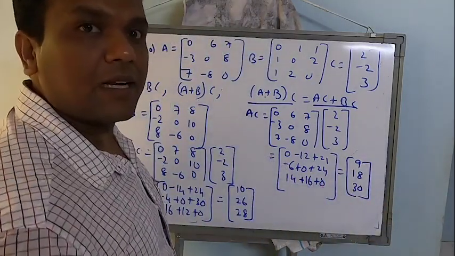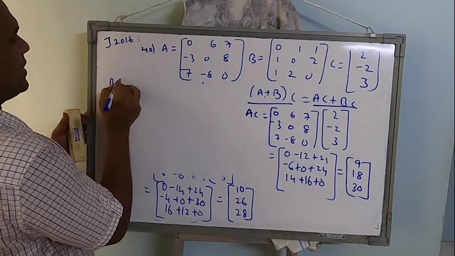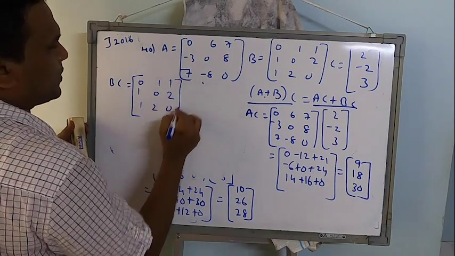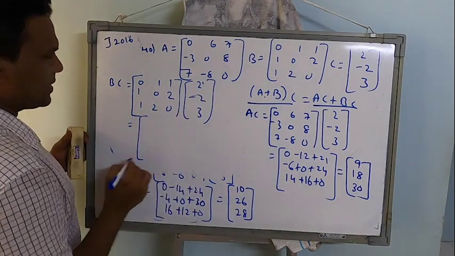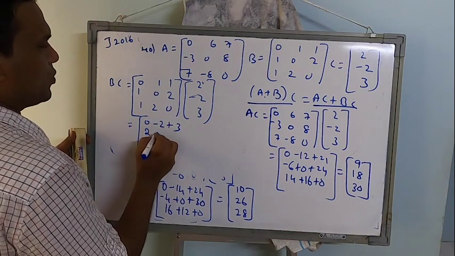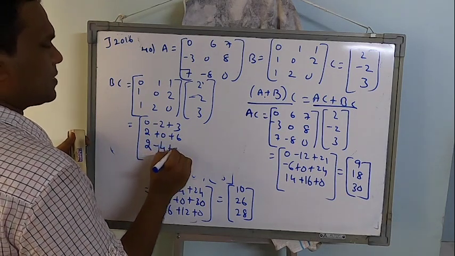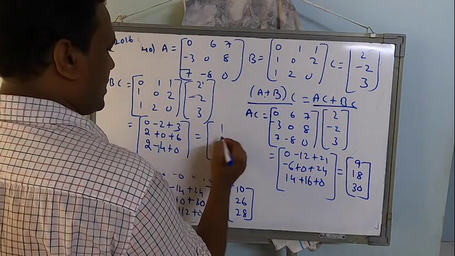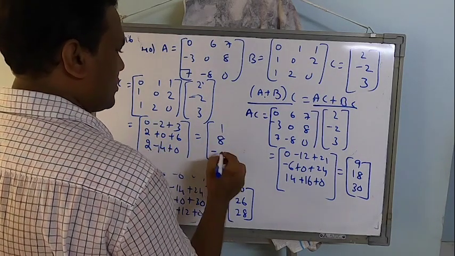This is AC. Similarly, let's find the value of BC. So what is BC? [0, 1, 1; 1, 0, 2; 1, 2, 0] multiplied with [2; -2; 3]. So let's multiply these two. So it's going to be 0, -2, plus 3. The next one 2, plus 0, plus 6. So this should be 2, -4, plus 0. So the resultant element is 1, and this is going to be 8, and the last one is going to be -2.